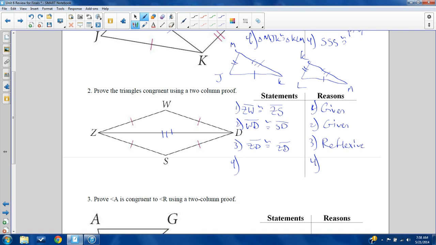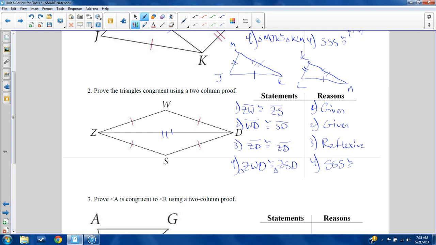Because of side, side, side. And I don't know why I like to write the reasons first sometimes. Side, side, side. Let's see, we said that ZW was congruent to ZS. So when I do this, if I start with triangle ZWD, over here it would be nice to match up with that. I'll put ZSD over here.